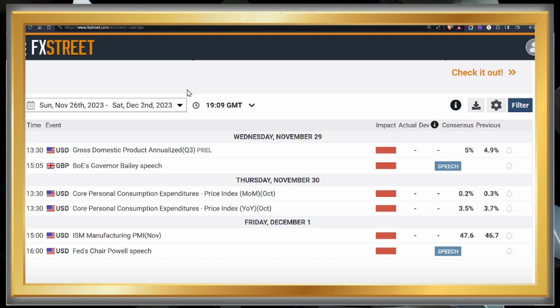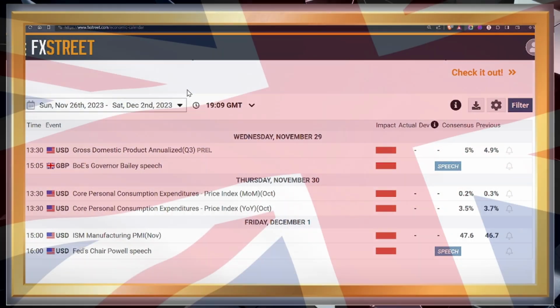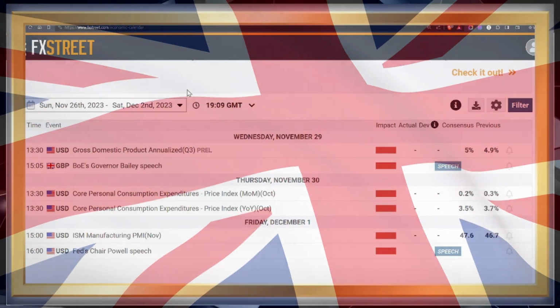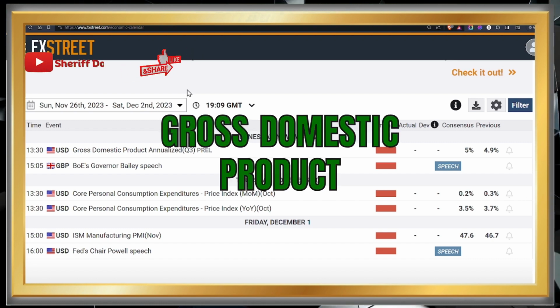Now, on the economic calendar, based on the assets we are looking at, we will be focusing on high impactful events from both the United States and the United Kingdom economic dockets. The first impactful event for the week will be coming in on Wednesday, November 29, and that is the gross domestic product annualized for quarter 3 from the United States economic dockets.